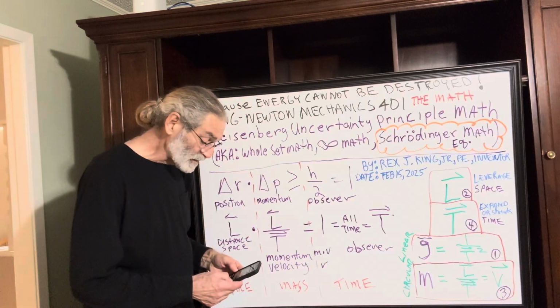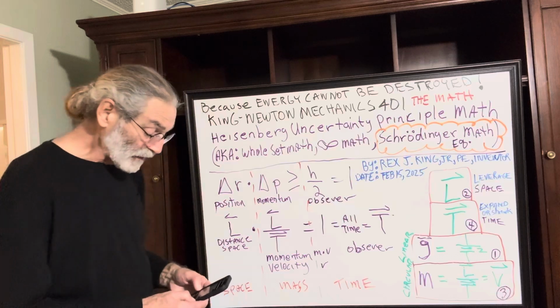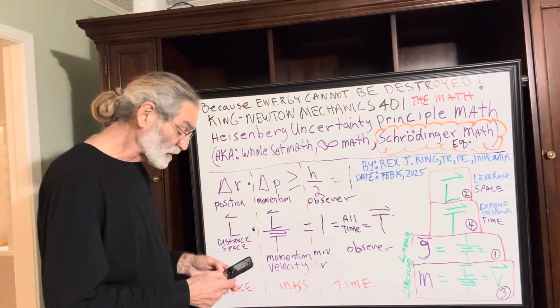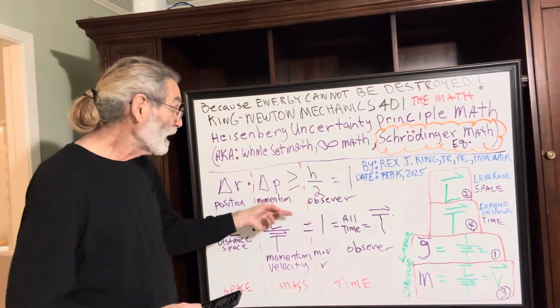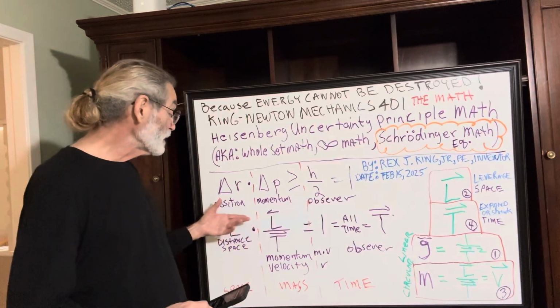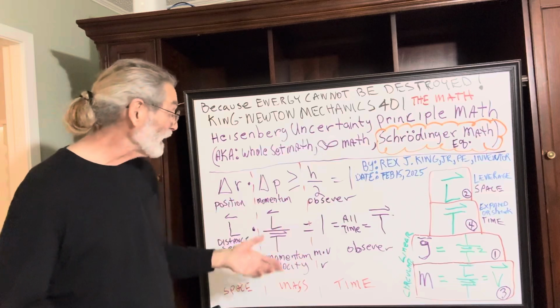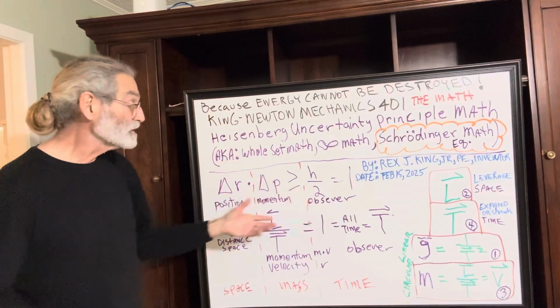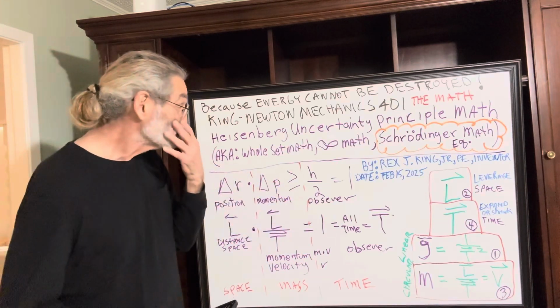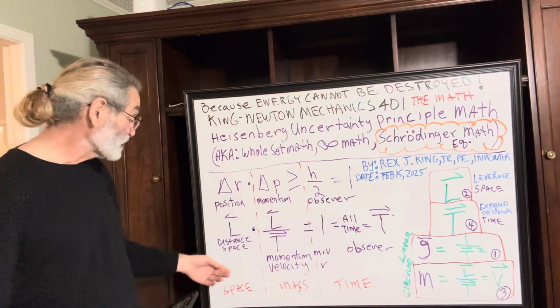Delta R is the uncertainty of position. Delta P is the uncertainty of momentum. And this is really the observer, and it has to do with the triple slit experiment. I mean, that's what this is about. What is it going to collapse into? And of course, that's what this is right here.